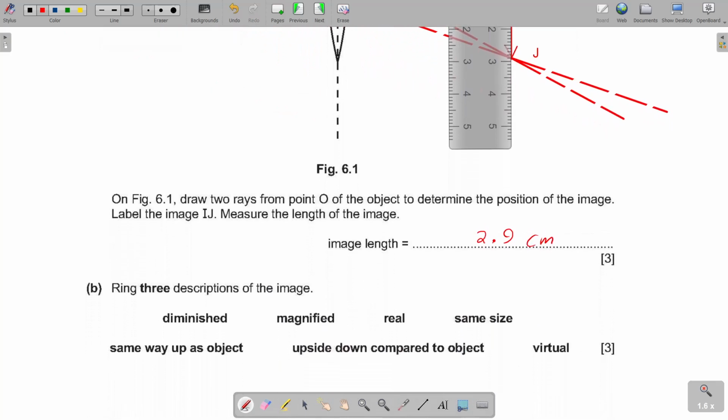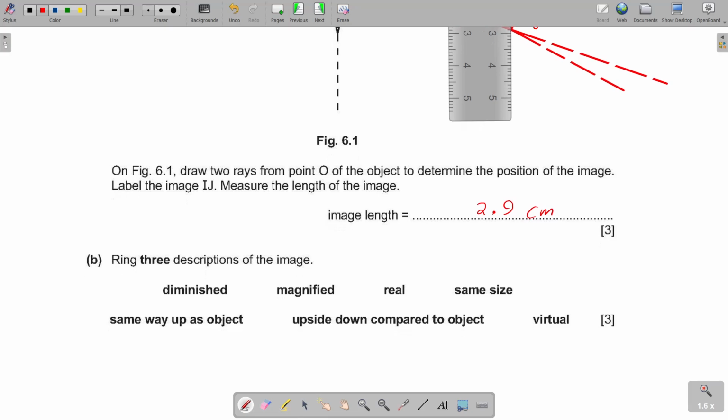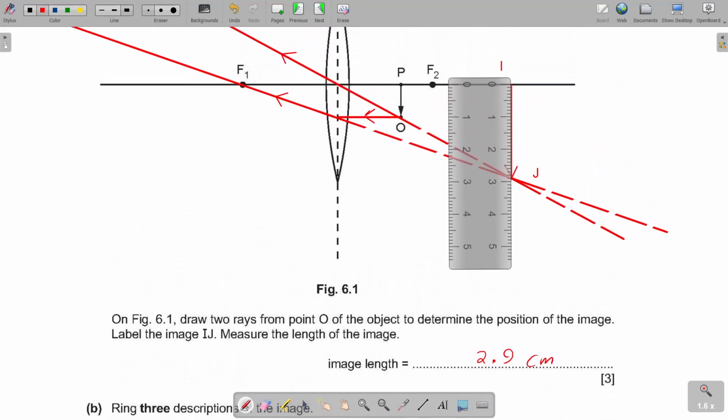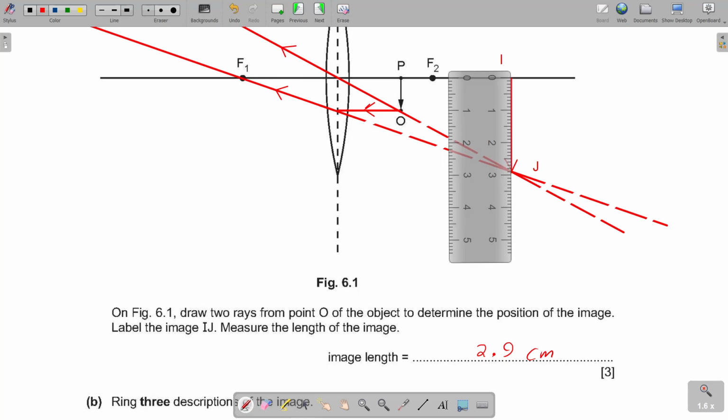Part B says give 3 descriptions of the image. This image is the same way up as the object, so it's upright, and it is made of intersection of rays extended backwards, so it is virtual, and its size is larger than the object, so it is magnified.